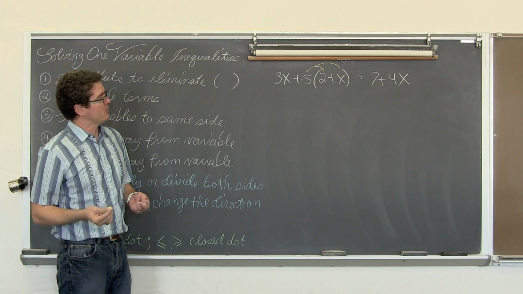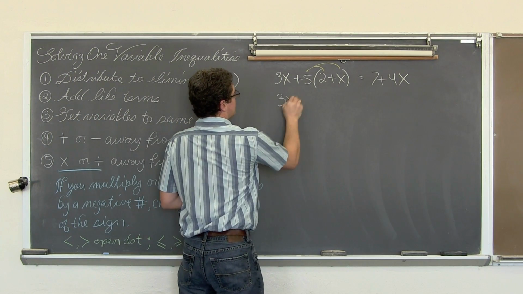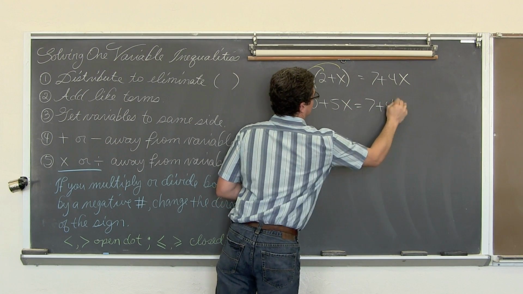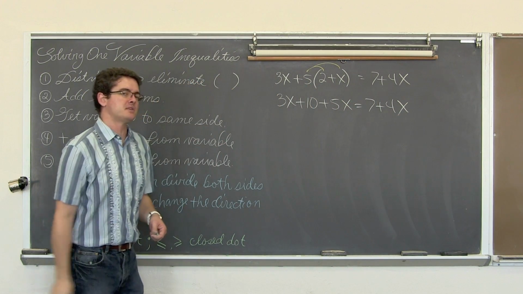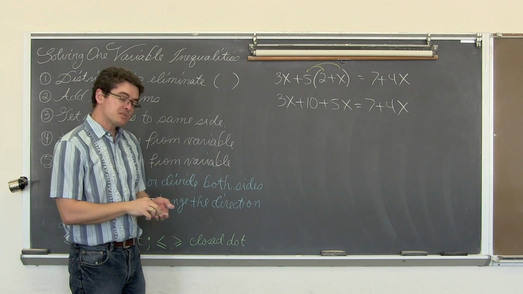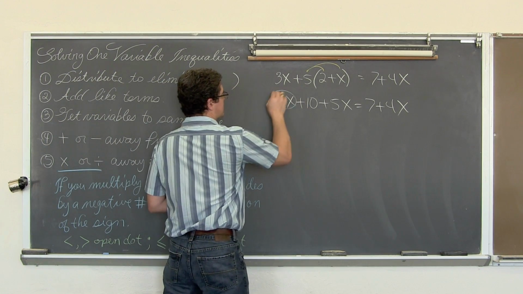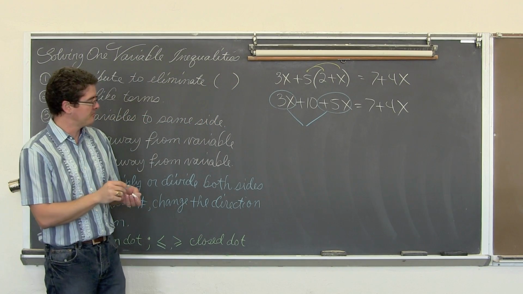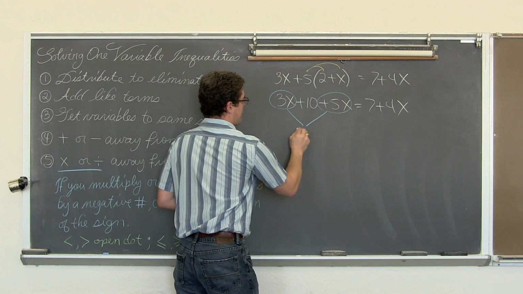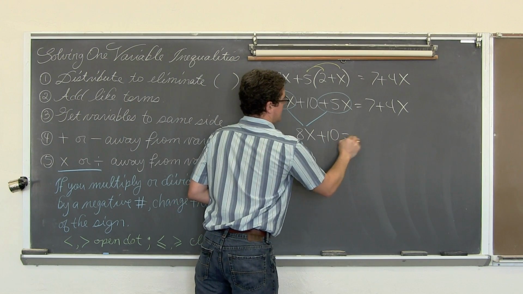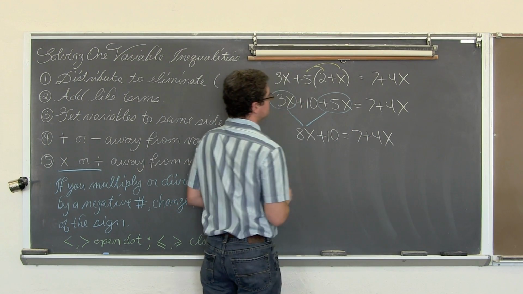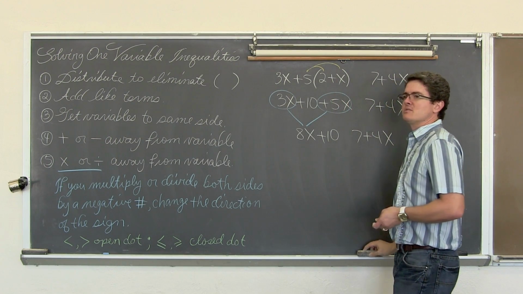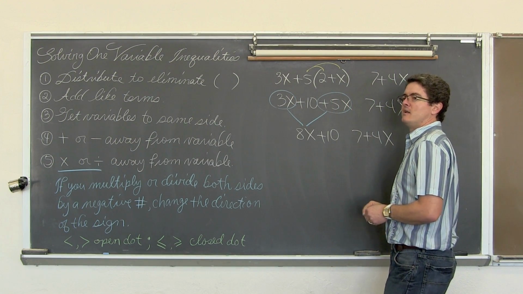We have parentheses, we want to get rid of them. So we have 3x plus 10 plus 5x equals 7 plus 4x, multiplying through those parentheses to get rid of them. I have like terms on the left-hand side. I have a 3x and a 5x. So those are going to come together with addition, of course, because they're both positive. And 3 and 5 make 8x plus 10 equals 7 plus 4x. Oh, excuse me, not equals. I want to solve inequalities, not equations.